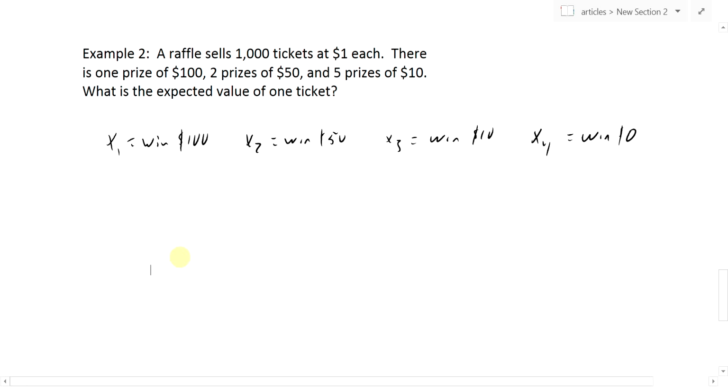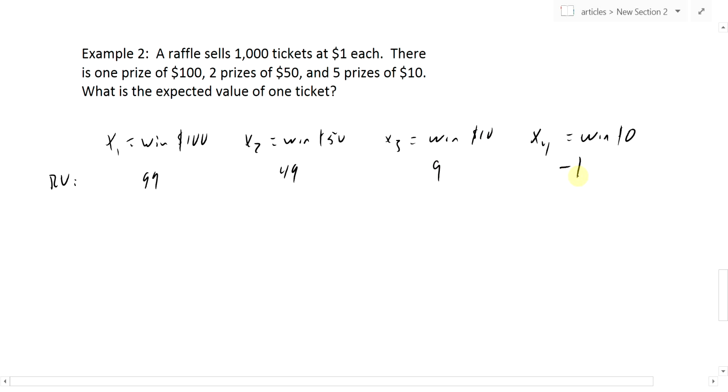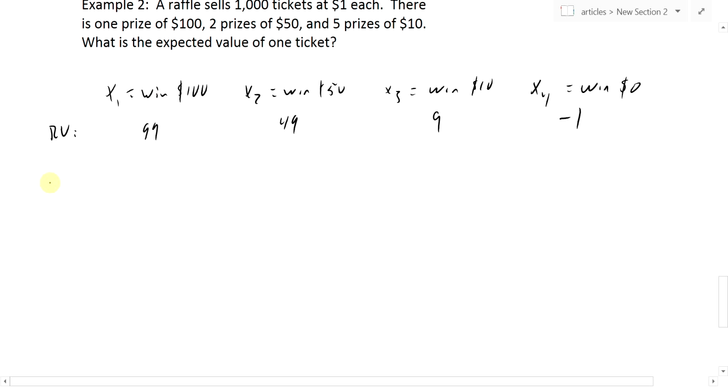What is the random variable? Right? What number should we assign to this? Well, how much do you actually win? You win $100, but you had to buy a ticket at $1. So your net gain is $99. Your net gain here is $49. We don't need a dollar sign. And your net gain here is $9. And if you buy a ticket and you don't win anything, then you lost $1, -1. And what's the probability of these things?